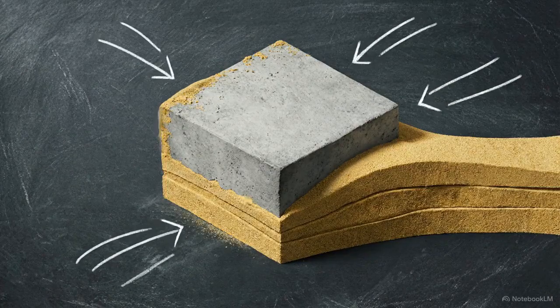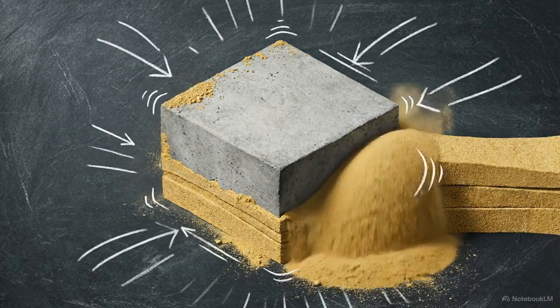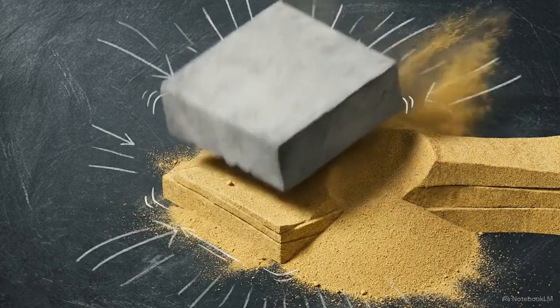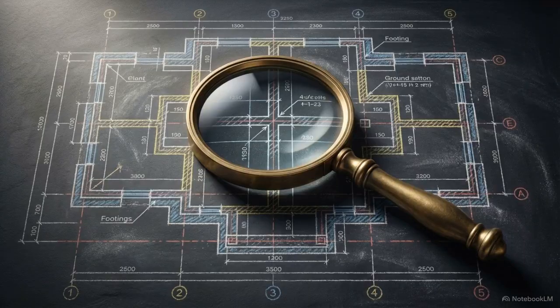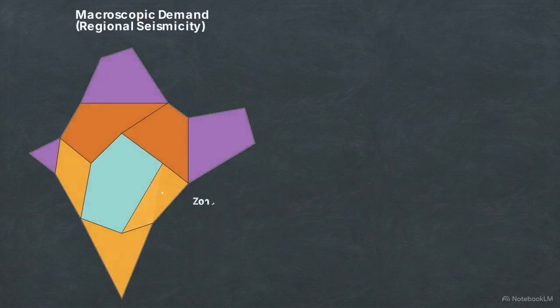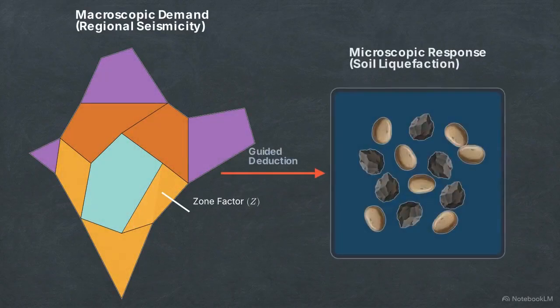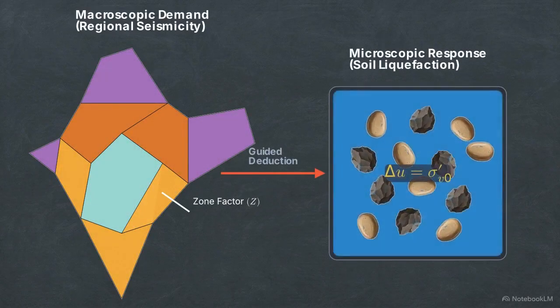IS 1893 is a rigorous physical model. It translates the transient dynamics of seismic waves into the mechanics of granular soil. To understand how this model works, we have to deconstruct the geotechnical workflow. We will trace the logic from macroscopic regional hazard zones down to microscopic pore pressure limits.